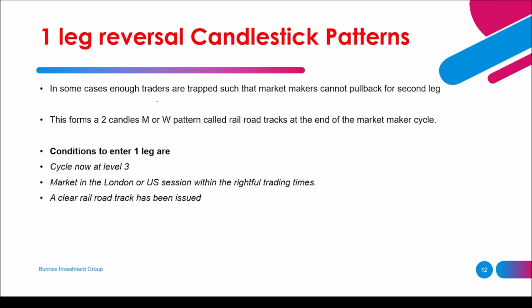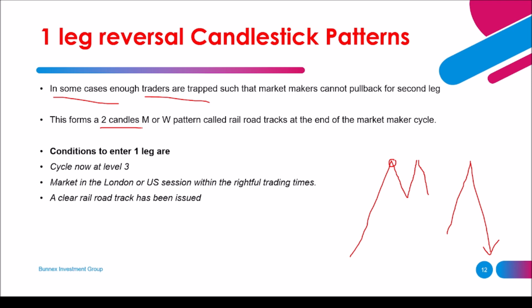Then our other part is one leg reversal candlestick patterns. In some cases, enough traders are trapped such that market makers cannot pull back for a second leg. In this particular case, we are saying if they issue one leg and try to come back to the second leg, those who were trapped as buyers will be able to close off their positions. Therefore, the market will only give one leg and run away. So this forms a 2 candles pattern called railroad tracks at the end of the market maker cycle.